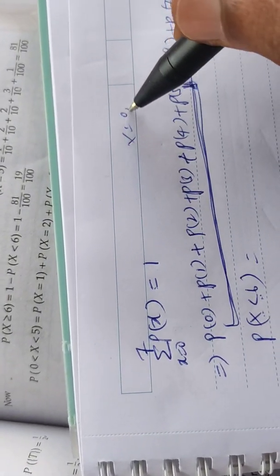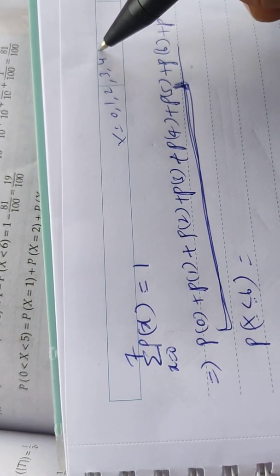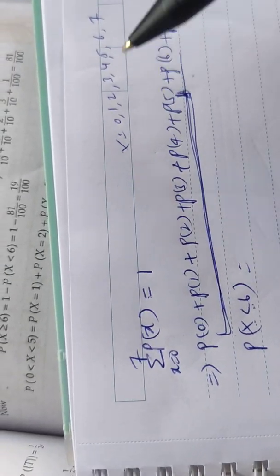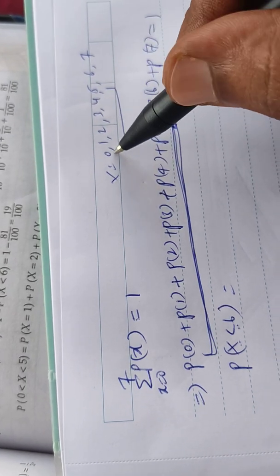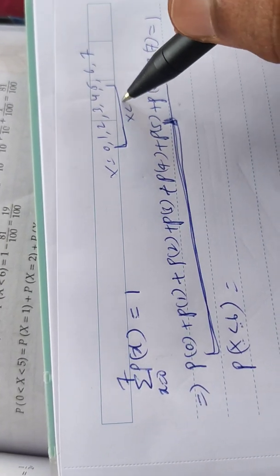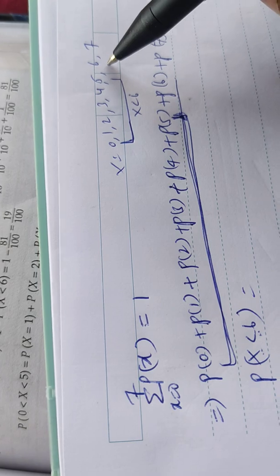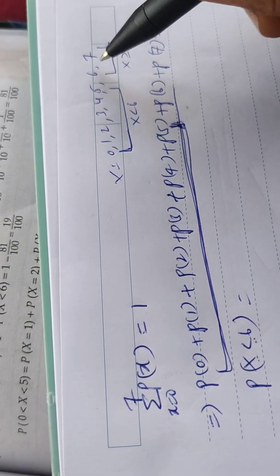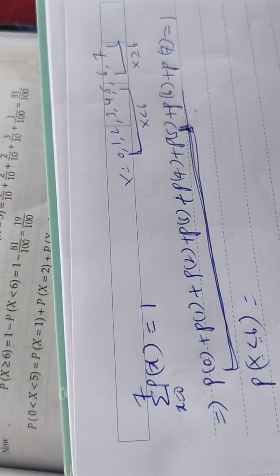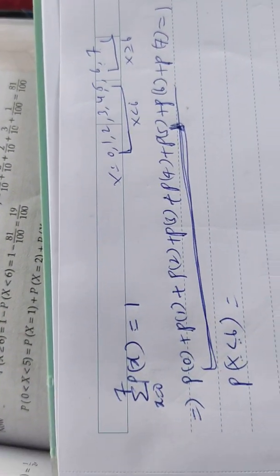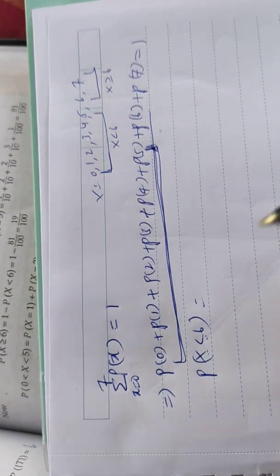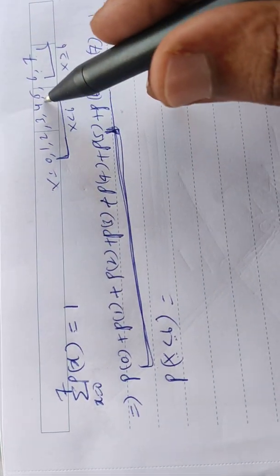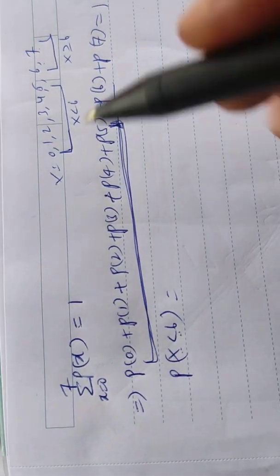Here x equal to 0, 1, 2, 3, 4, 5, 6, 7. Correct? So x less than 6 means up to here, and x greater than or equal to 6 means 6 and 7 will come, not more than 7. Don't take more than 7 because in our problem they have given till 7. So these probabilities we want to find and add them to get the value.